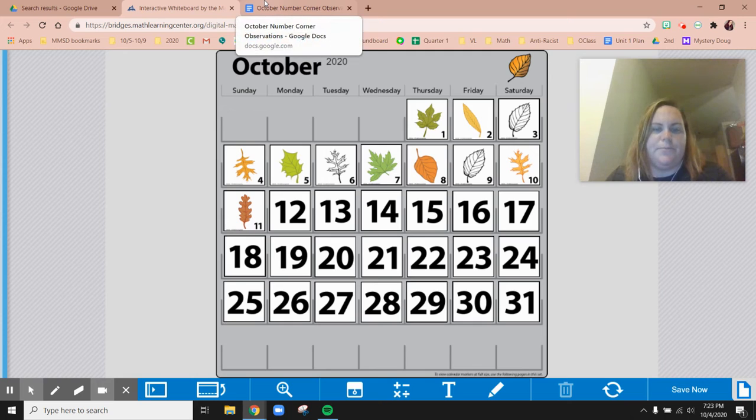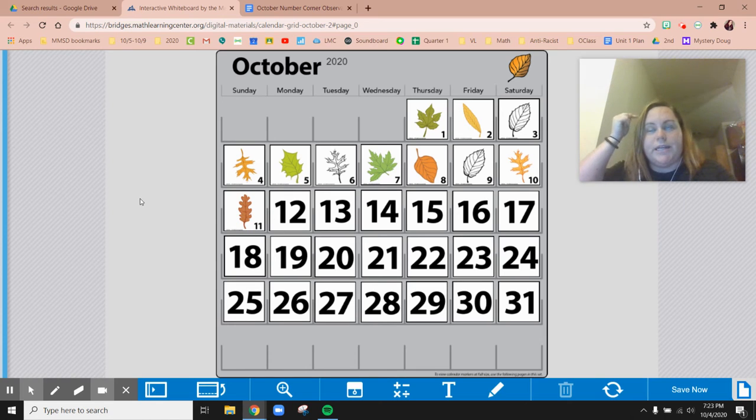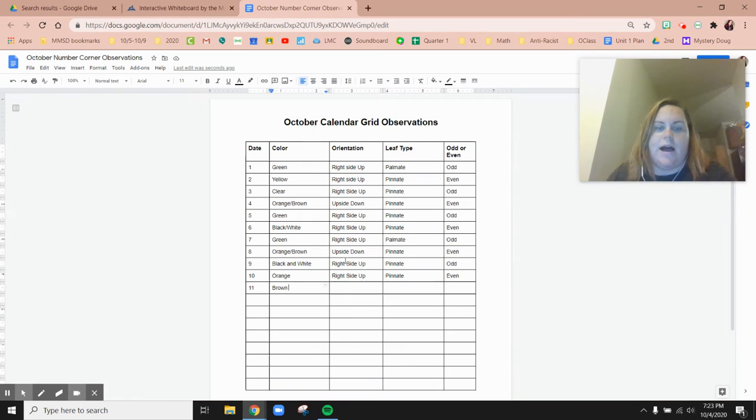Definitely right side up. And then the other one is we have to decide, is it a palmate or a pinnate leaf? Now, I remember a clue that we talked about for pinnate leaves, and that was it looks like a feather, and number 11 definitely looks like a feather. So I'm going to record that it is right side up, and it is a pinnate leaf.